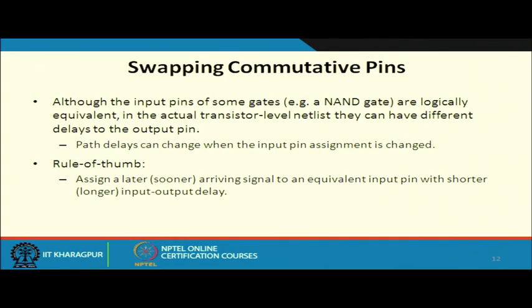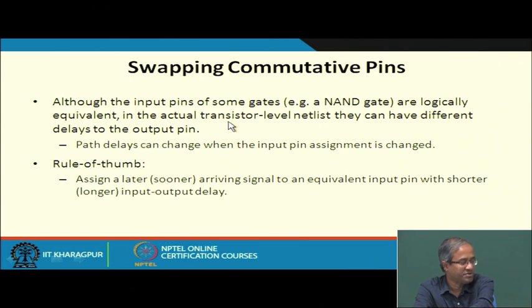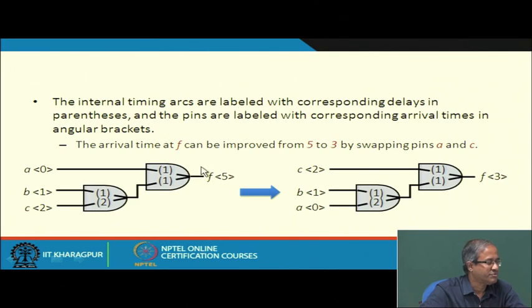So, here what I am saying is that in the actual transistor level netlist, the commutative pins which are functionally the same can have different delays. So, rule of the thumb is that if a signal is coming later, you assign it to an input pin which is faster, but if a signal is coming earlier, we can assign it to a pin which is slower, just the rule of thumb. So, just a simple example is shown here.